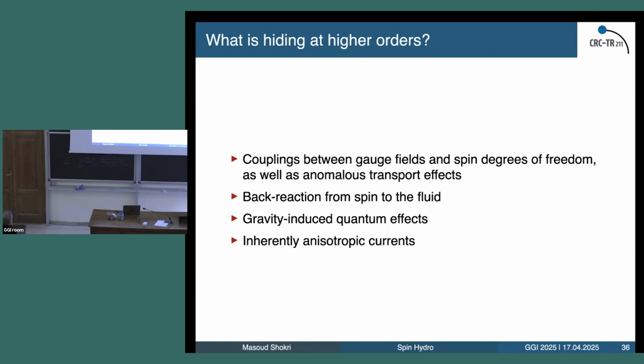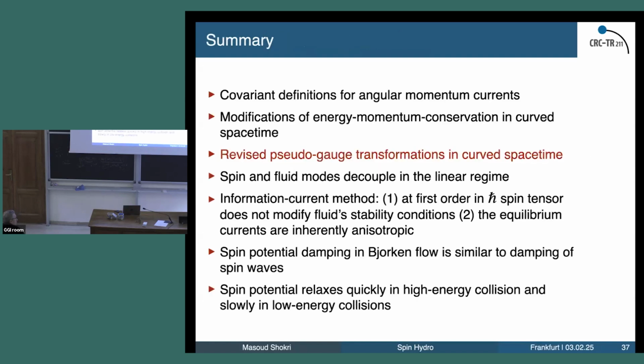And also if you use the quantum kinetic theory in curved space-time, you will see that everything that has a curvature comes with an H-bar squared, and this might be something interesting. Of course, it's theoretically very interesting, but I don't know about the possible applications. And the other thing is that we would end up with finding an inherently anisotropic current in equilibrium. This is my summary, and I will not read. So thank you very much.